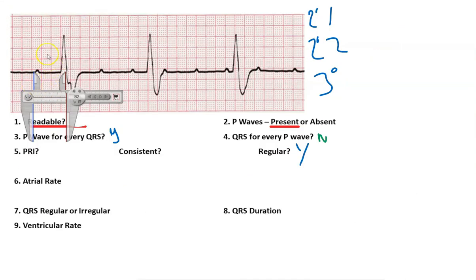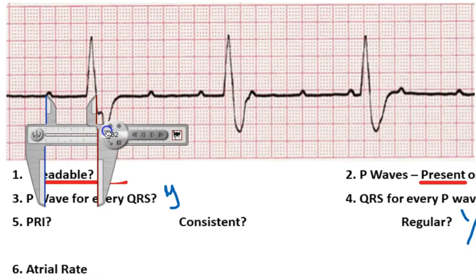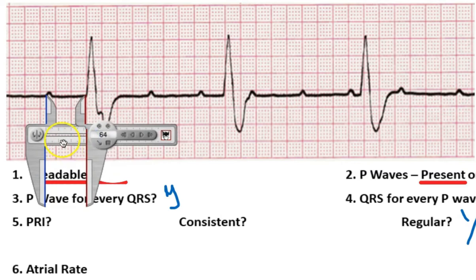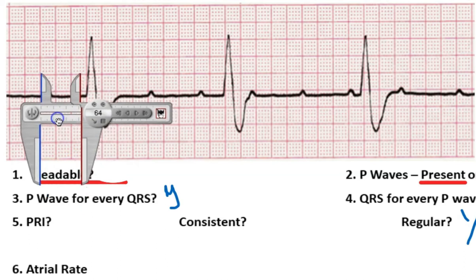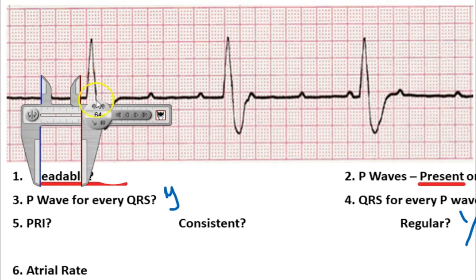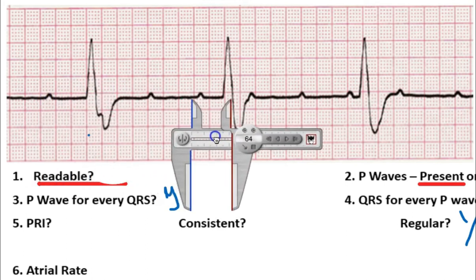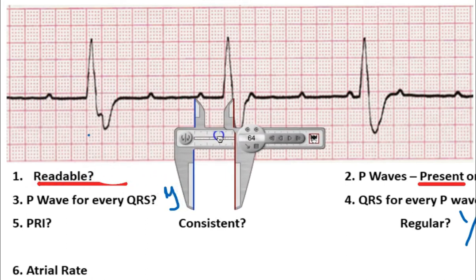And my answer there is going to be yes. Now I want to know about my PR interval. So again, my PR interval is going to go from the beginning of my P wave to the beginning of my QRS complex. And here, this PR interval is going to be 5, 10, 11, 12, 13, 14 blocks, right? PR interval of 0.56.